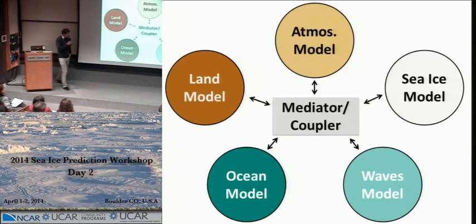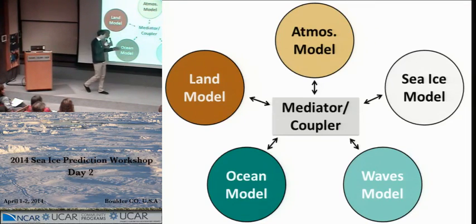So what we have right here, or the long-term vision, is a coupled model. Once we get past 7 days, we have to be more interested in the coupling of the models for the fluxes that matter at those longer time periods. So the long-term vision is a land model, atmosphere model, sea ice model, ocean model, and a wave model with some sort of mediator or coupler in between. All the fluxes don't necessarily need to go through the coupler.